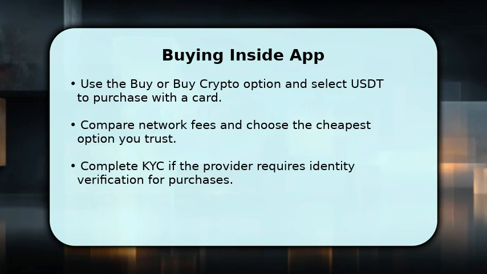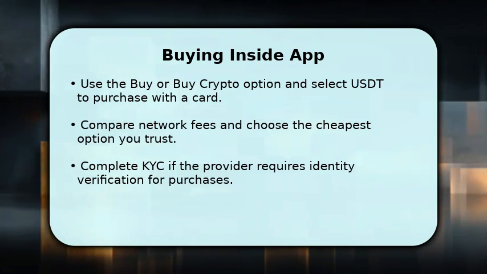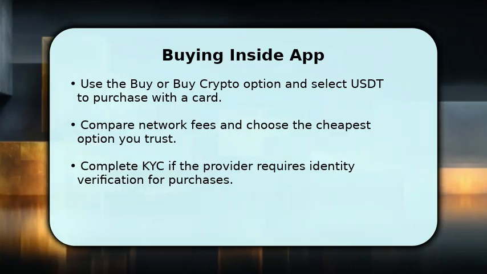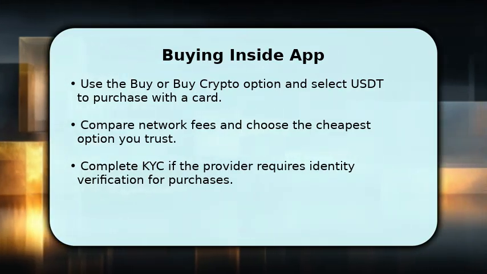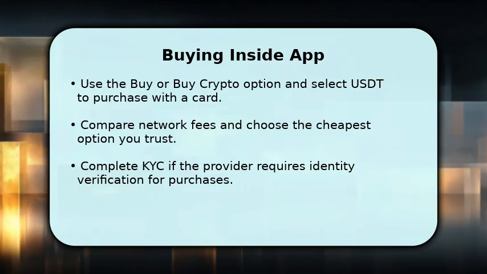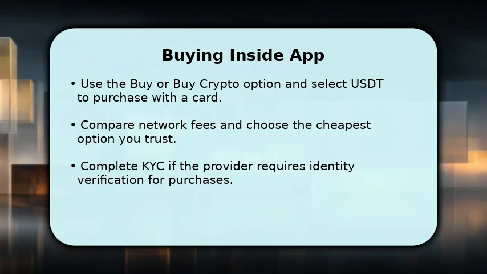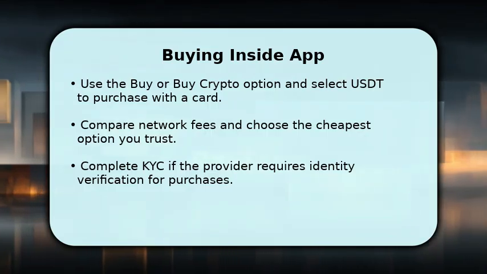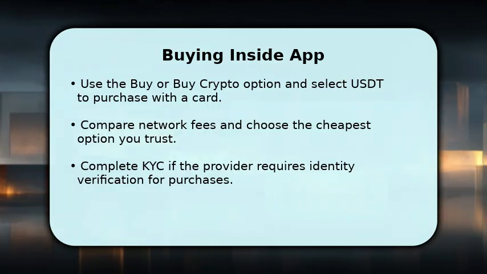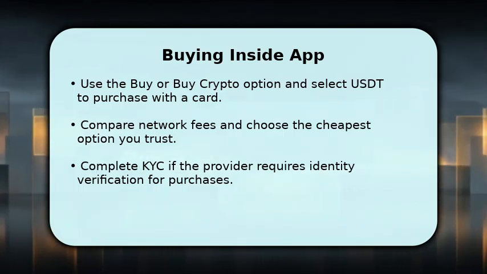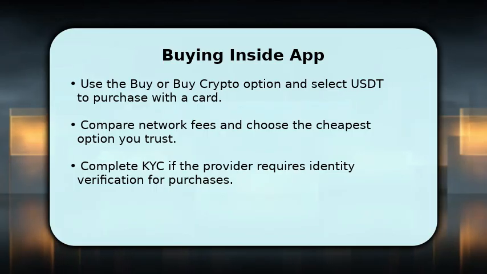To buy USD inside Trust Wallet, tap Buy or Buy Crypto and select USD as the asset, then pick a payment method like card or bank transfer. Enter the amount you want in dollars and review the network and fee details, since fees can vary by network. Complete any KYC steps required by the provider, then confirm the purchase and wait for the tokens to appear in your wallet. Always verify the recipient address before sending.